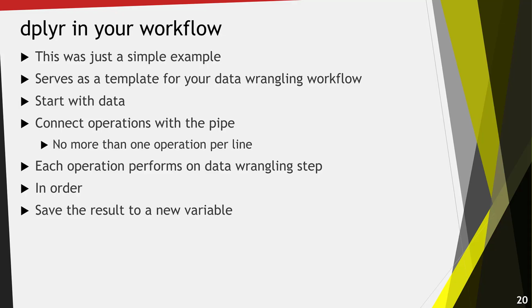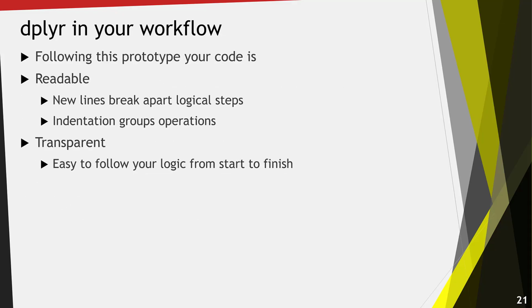So this was just a simple example of using dplyr verbs to wrangle data, but it should serve as a template for your data wrangling workflow. You'll generally start with some data, you'll connect operations with the pipe, you'll have no more than one operation per line. Each operation is going to perform a single data wrangling step in order, and then you're going to save those results to a new variable at the end using the assignment operator. By following this prototype, your code is going to be readable. Again, new lines break apart logical steps.